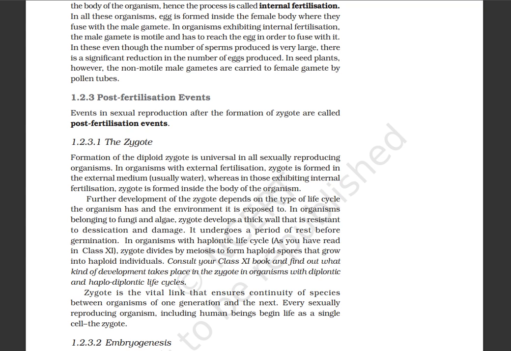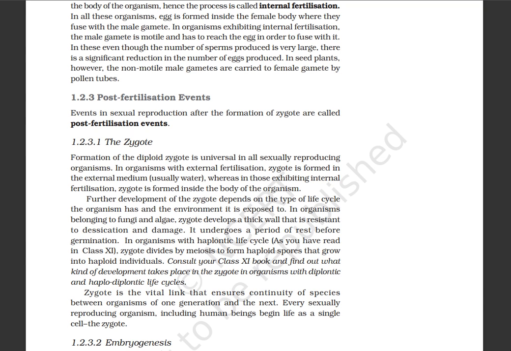1.2.3 Post-fertilization events. Events in sexual reproduction after the formation of the zygote are called post-fertilization events. 1.2.3.1 The zygote. Formation of the diploid zygote is universal in all sexually reproducing organisms. In organisms with external fertilization, the zygote is formed in the external medium, usually water, whereas in those exhibiting internal fertilization, the zygote is formed inside the body of the organism. Further development of the zygote depends on the type of life cycle the organism has and the environment it is exposed to.